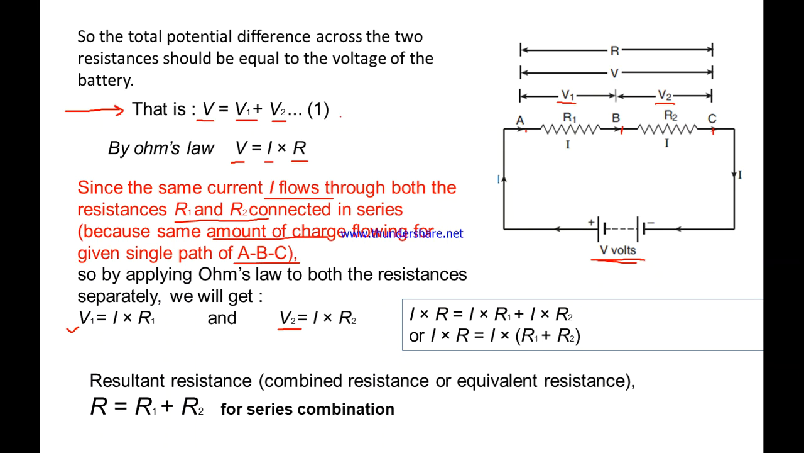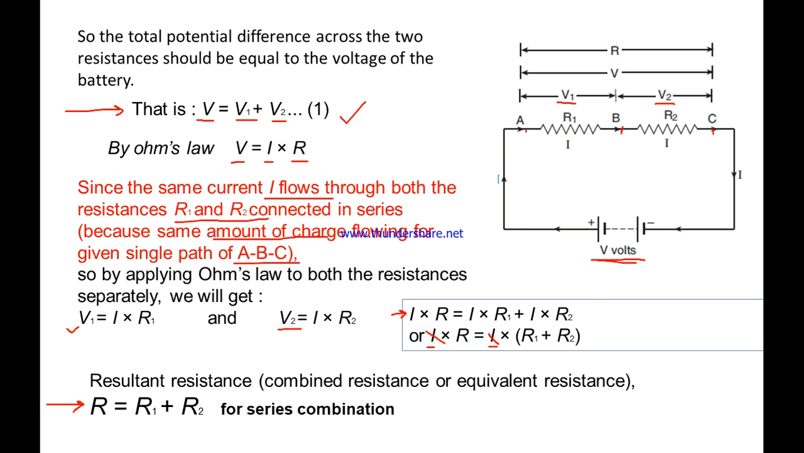Now using the first equation, put the values in form of I and R. So we will get I into R is equal to I into R1 plus I into R2. I is common here, and I is also on the left side, so we can cancel both I's and we are left with the only term, that is R equals R1 plus R2.